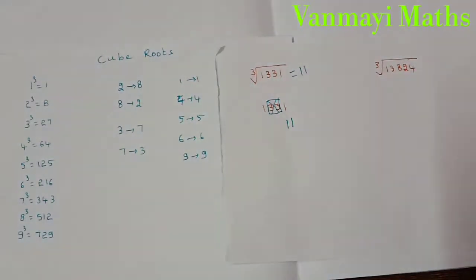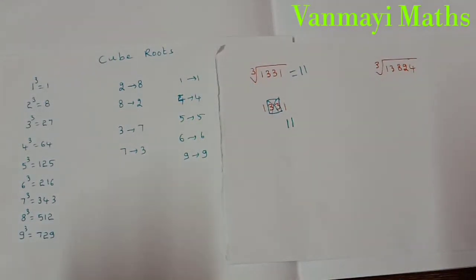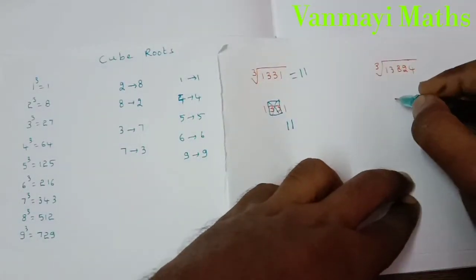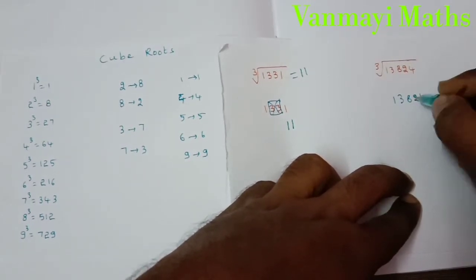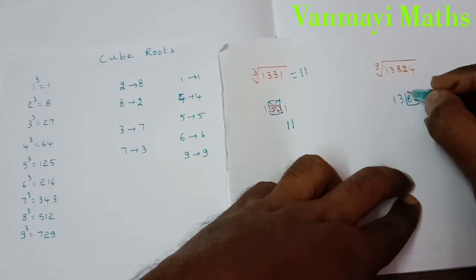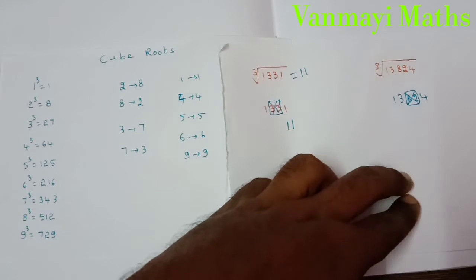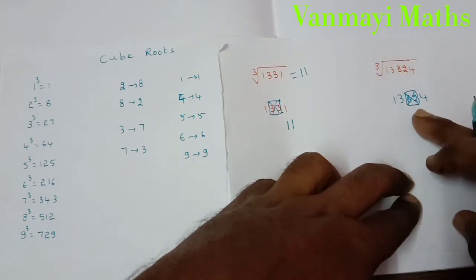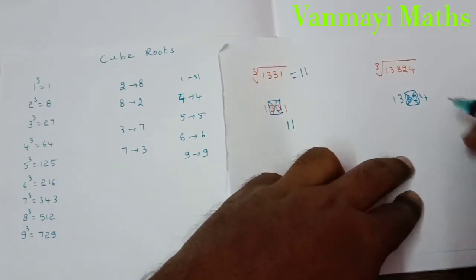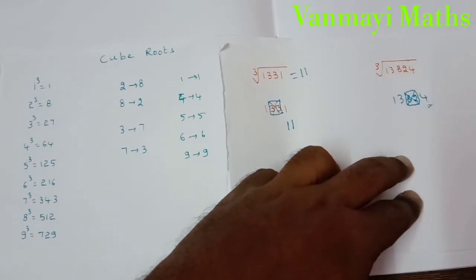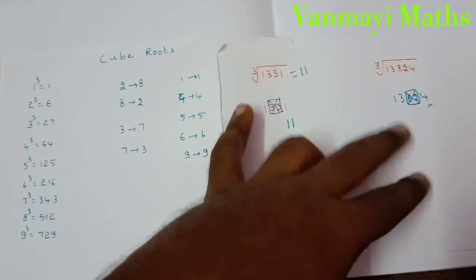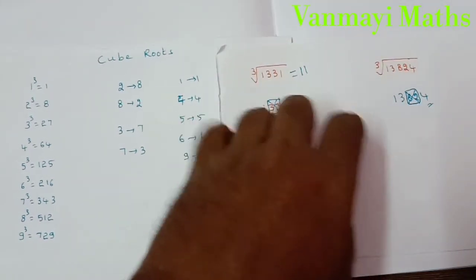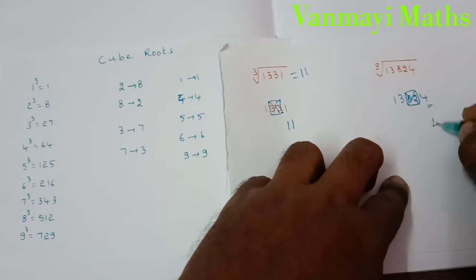And for 13,824, here also you have to write that number 13,824. Now for tens place and hundreds place numbers I am rounding off, so I cross out those two digits. Now here it is 4. For 4, the cube and cube root are the same, so that's why I am writing 4.